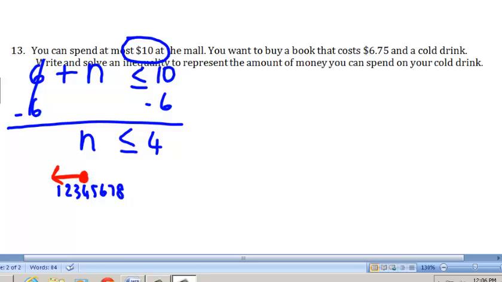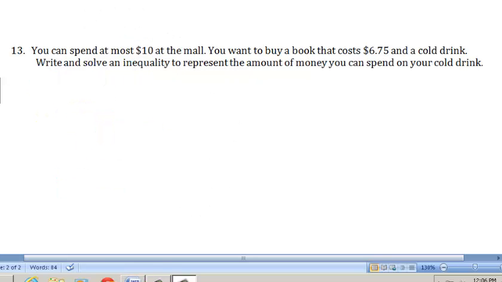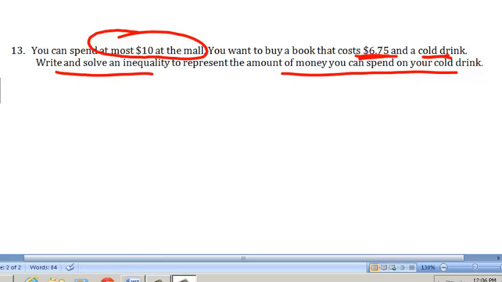We are going to finish up with the last one, which is the story problem. It says that you can spend at most $10 at the mall. You want to buy a book that costs $6.75 and a cold drink. So they are asking us to write and solve the inequality to represent the amount of money you can spend on your cold drink. Okay, what's the maximum amount of money that I can spend? I know I have $10. Can I spend more than it? No. So my inequality is less than. Now, can I spend 10? Yes. So at most becomes less than or equal to.